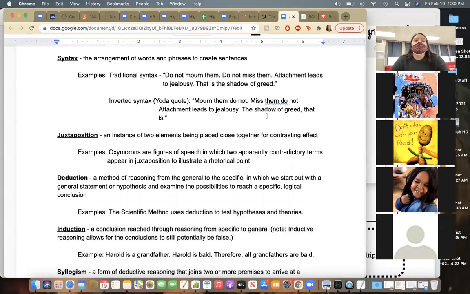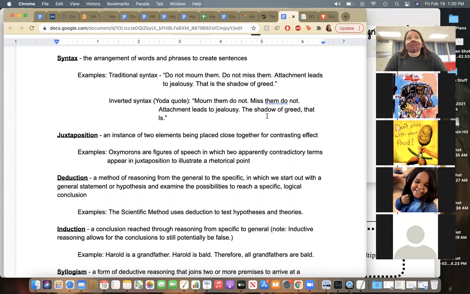Syntax. I think we're fairly familiar with syntax. I feel like this is a fairly easy one, but it's just the arrangement of words and phrases to create sentences. An example of traditional syntax, if we were going to say this in a traditional way: do not mourn them, do not miss them, attachment leads to jealousy, that is the shadow of greed.